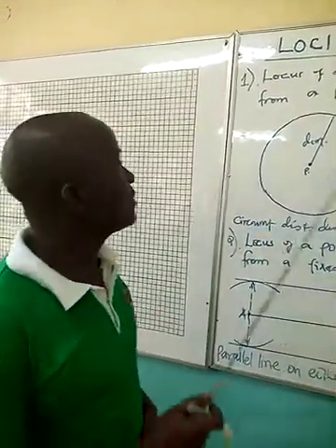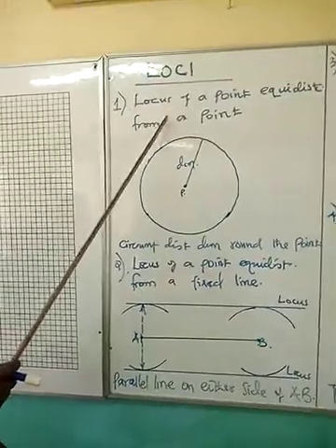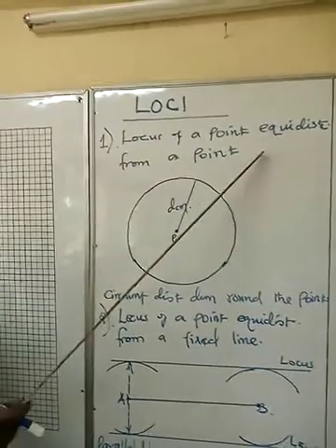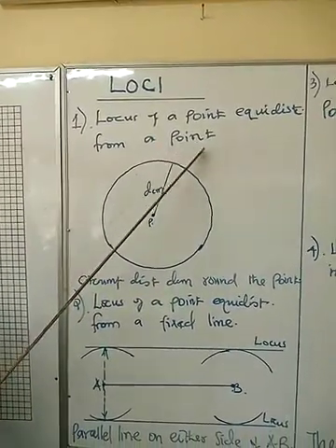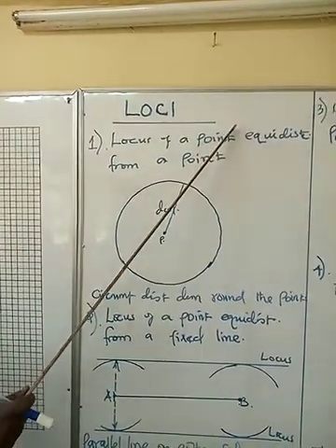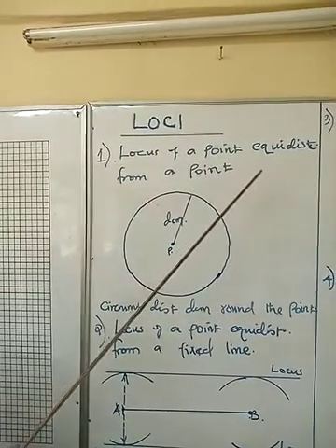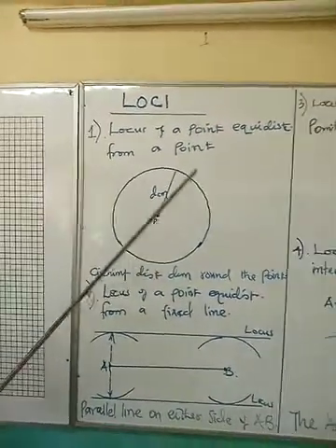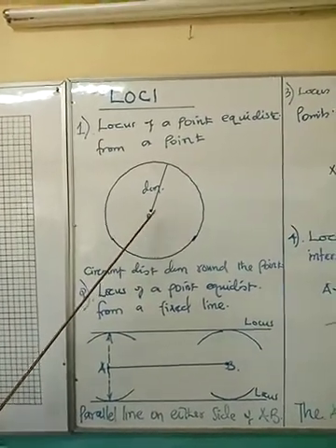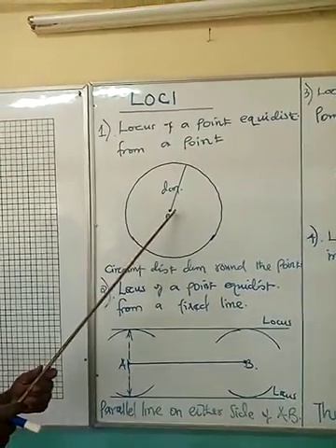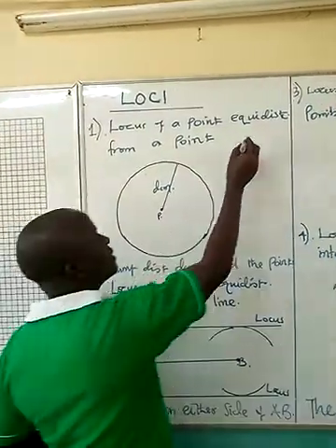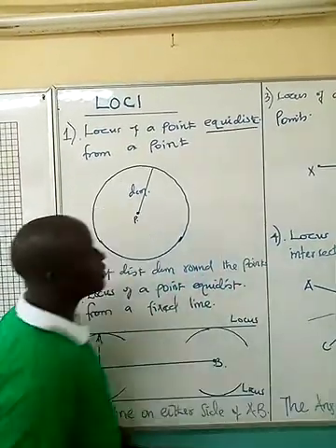I want us to start with the first type of loci, which I call the locus of points equidistant from a point, or the path followed by a point that will remain equidistant from the point P. So I have my point P, and I want to walk around this single point P such that I maintain the same distance, or what I call equidistant.